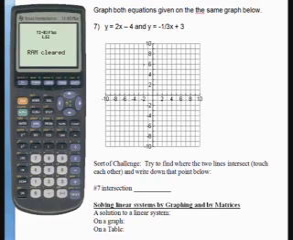Y is equal to 2x minus 4. I got negative 4, which is the y-intercept. And my rise over my run is 2 over 1. So I'm going to go up 2 over 1. To make sure I'm going to get a straight line, I'm going to go ahead and do it twice. Up 2 over 1. And I'm going to draw that line.